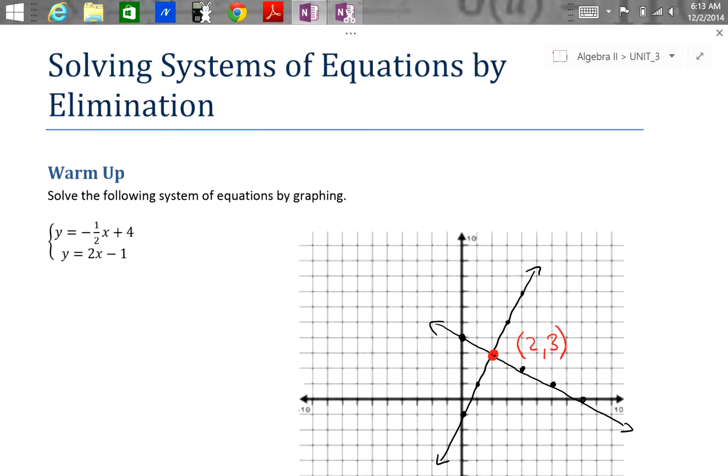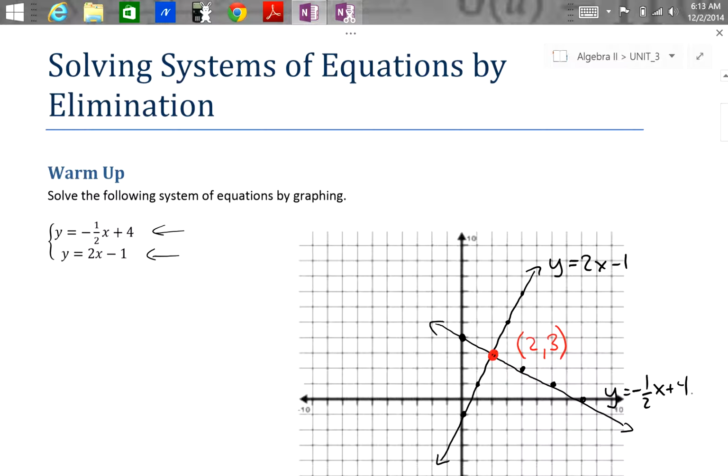What we've done is we've graphed both of the equations. We've graphed y equals -1/2 x plus 4. That's the negatively sloped graph over here on our coordinate plane. And then we also graphed y equals 2x minus 1 on our coordinate plane over here. So this is the y equals 2x minus 1 equation, and this is the y equals -1/2 x plus 4 equation.